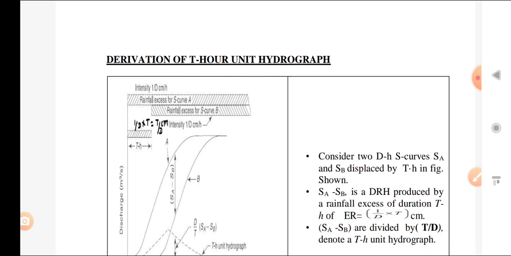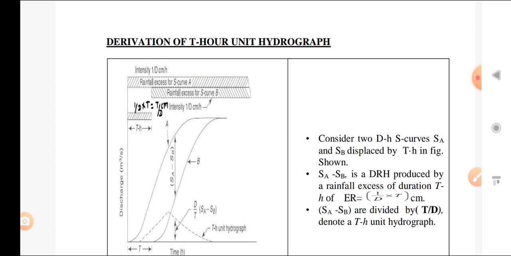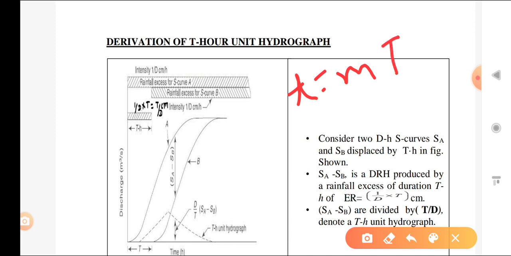Now the next topic is derivation of the T hour unit hydrograph. This is used when T is equal to M times capital T, and suppose M is a fraction. In that case we are using the S curve method.